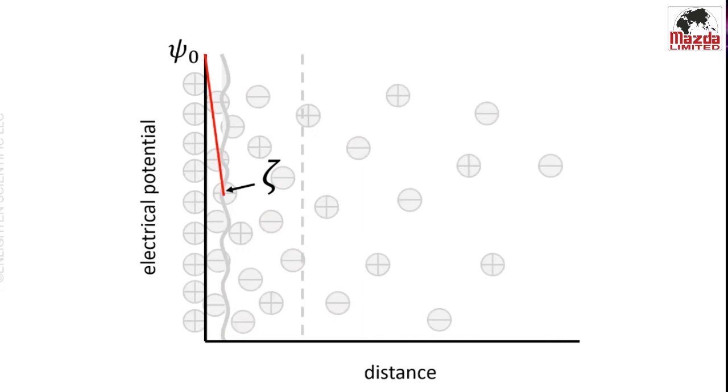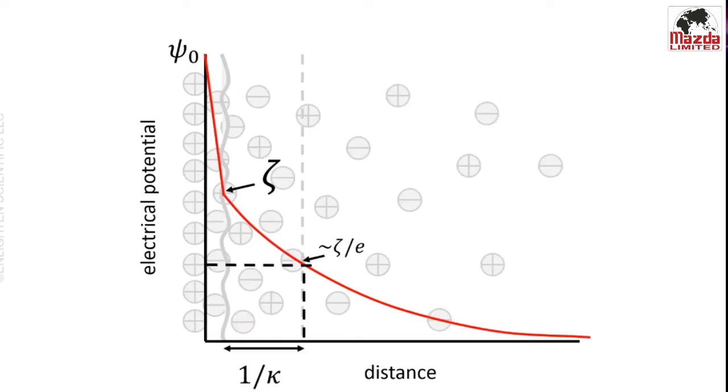The potential continues to decrease beyond the slipping plane due to the electrolyte and polar nature of the liquid. The distance over which it decreases depends on a number of factors. A thickness is defined as the distance at which the potential has decayed to 1 over e of its initial value. And this distance is written as 1 over kappa.